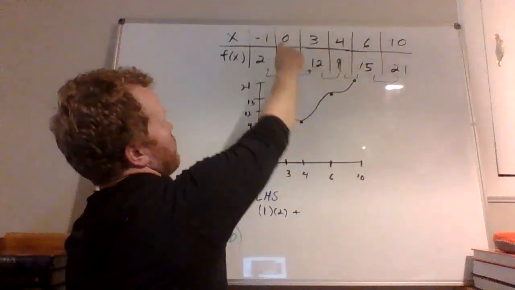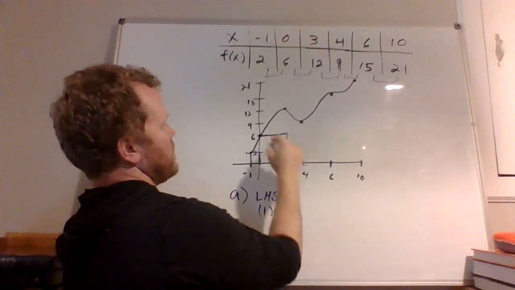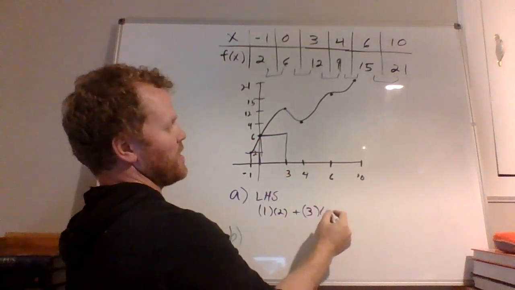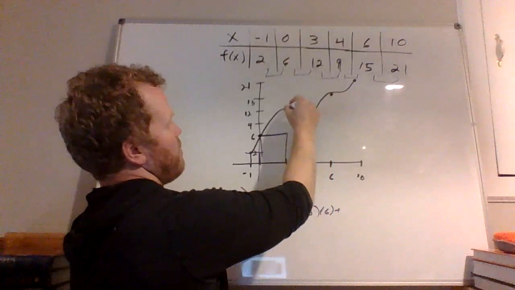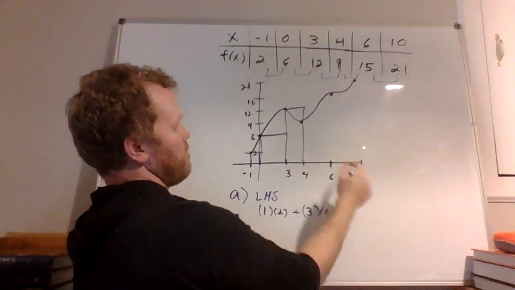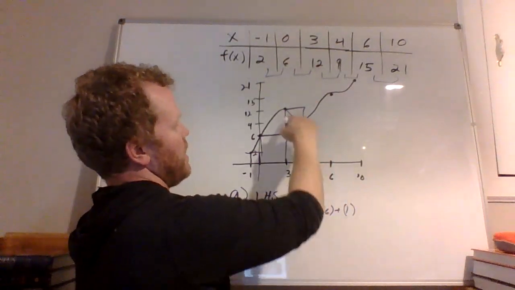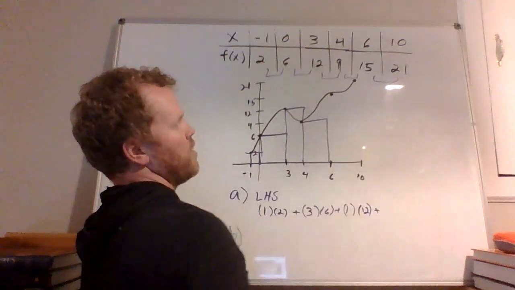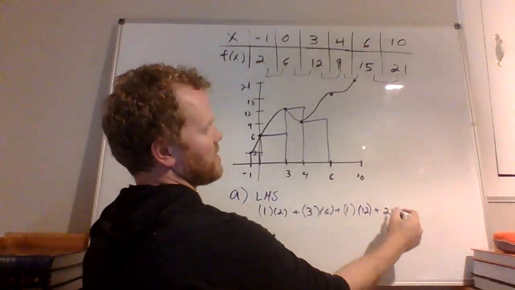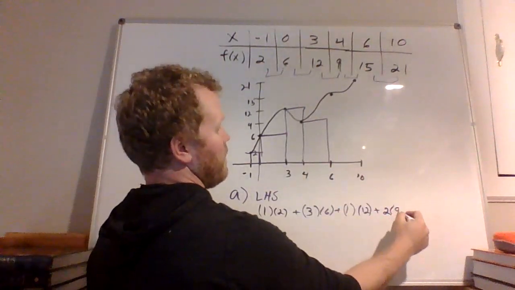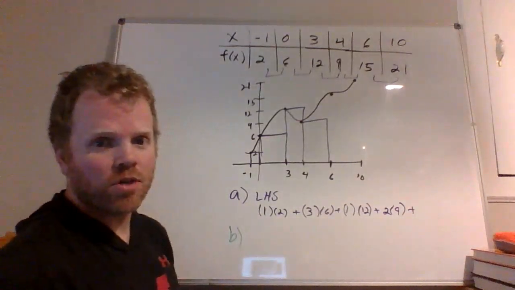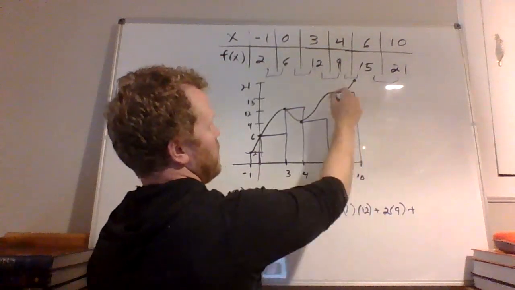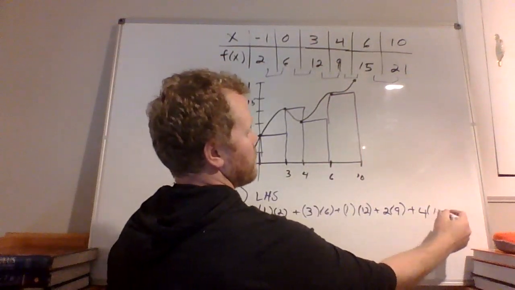Then next, from 1 to 4, the next rectangle is this one. So the base is 3, and the height is the left point, which is 6, plus, now we do this one. From 4 to 5, that's 1 unit in space, and the height is 12. Plus, the third rectangle is from 4 to 6, so that's a base of 2, and then a height of 9. And then finally, the last one should wind up being from 6 to 10, that's a length of 4, times the height, which is 15.